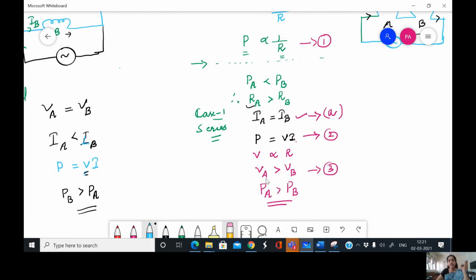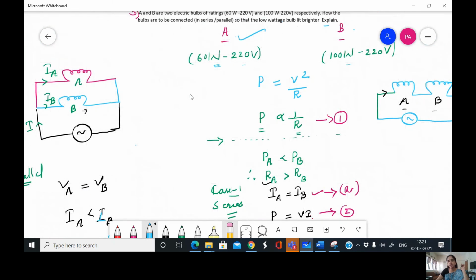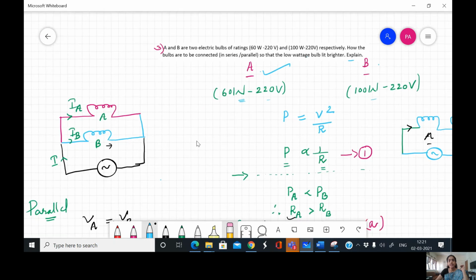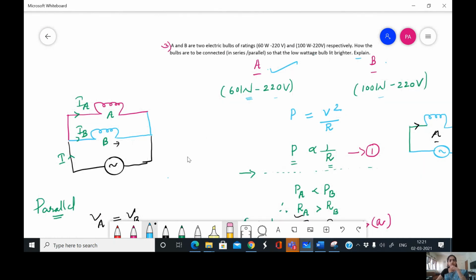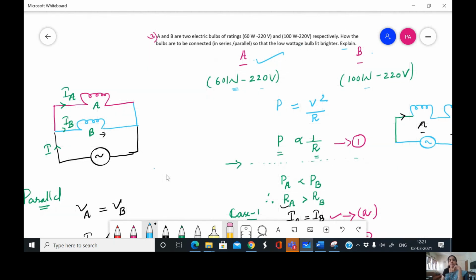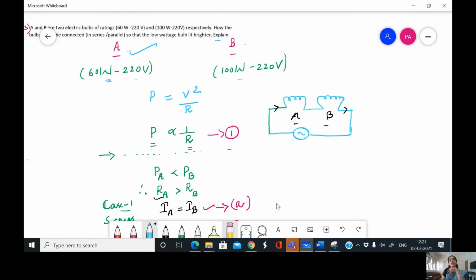But what did we get in series connection? In series connection, the low wattage bulb, that means the 60 watt bulb, is getting greater power. Okay, so this is how we do the calculation. Now let me tell you a few mistakes that we make when this type of question comes. We are given the powers of both the bulbs. A is given 60 watt, B also is given 60 watt.